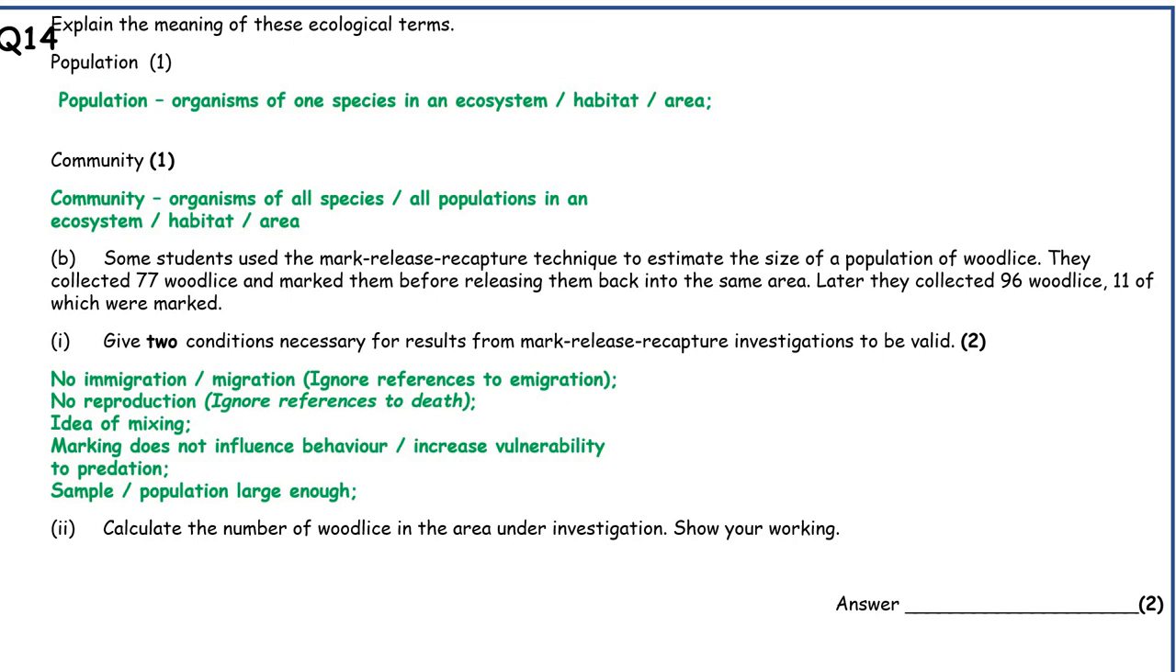Calculate the number of woodlice in the area under investigation. Show your working. So you've got 96 from the second sample, times 77, and then 11 of the second sample were marked, so divided by 11. So 96 times 77 divided by 11 is 672.